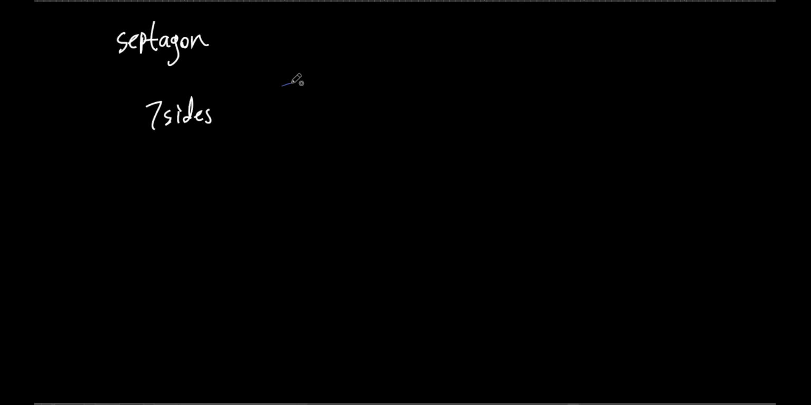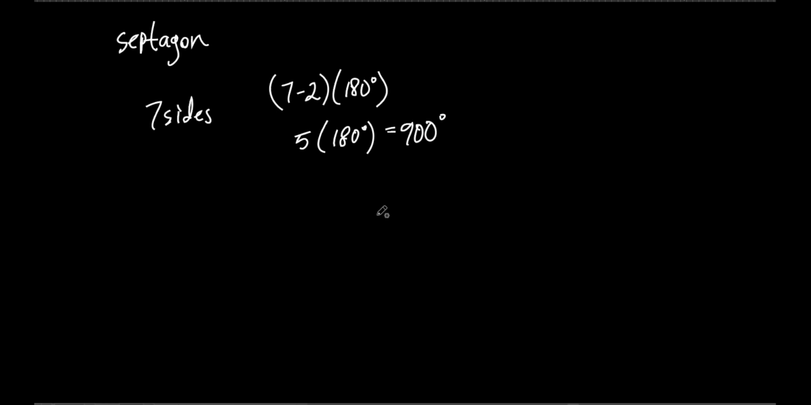5 times 180. Right. Well, let's write it down. 7 minus 2 times 180. Who's got the calculator? Punch it in. What's 5 times 180? 900? Okay. So that's 900 degrees. There you go. I just answered one of the problems on the homework for you, okay? It is easy, isn't it? You just have to know what the formula is, okay? You got to know this.